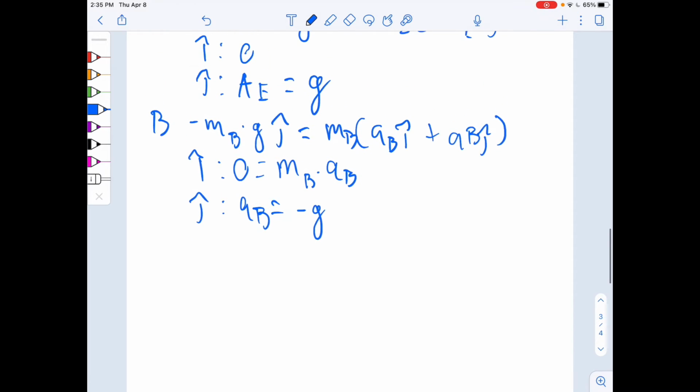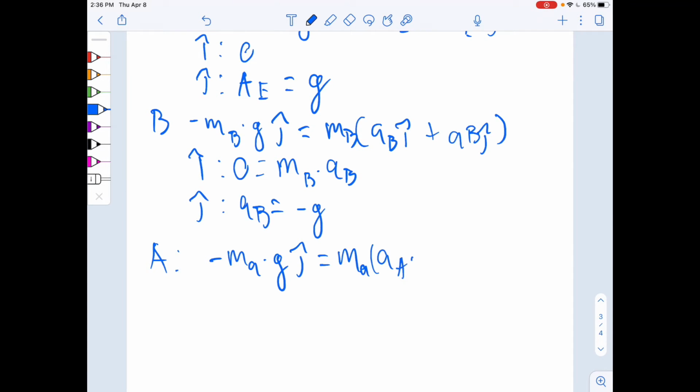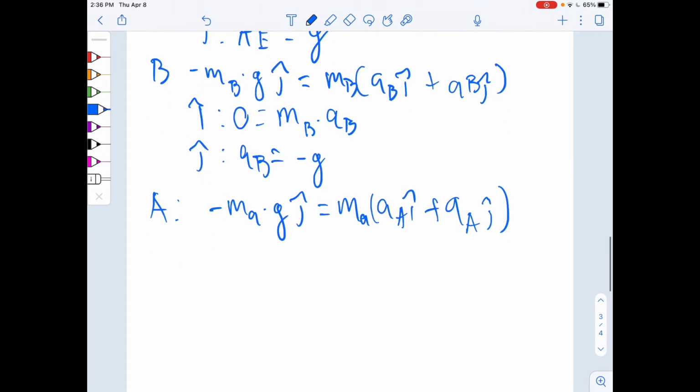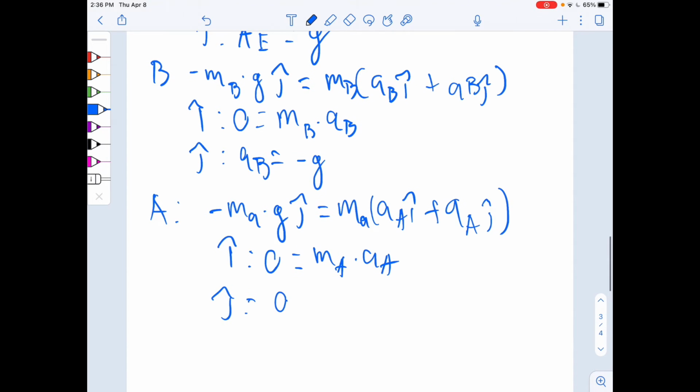Then for block A, we get negative mass of A times gravity in the J direction is equal to mass of A times the acceleration of A in the I direction plus the acceleration of A in the J direction. When we get our scalar equations for this, we get 0 is equal to mass of A times the acceleration of A. And for J, we get the acceleration of block A is equal to negative g.